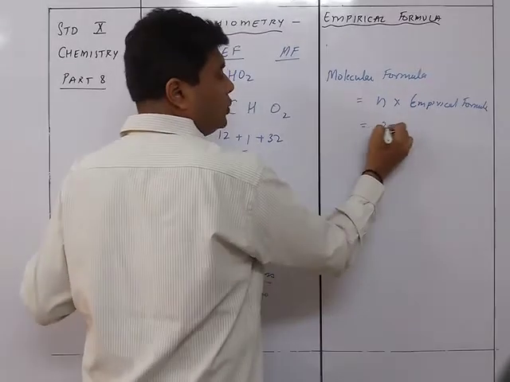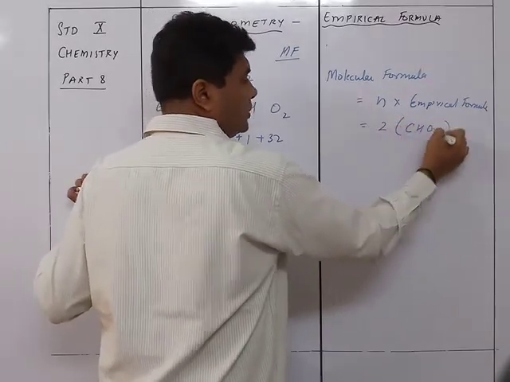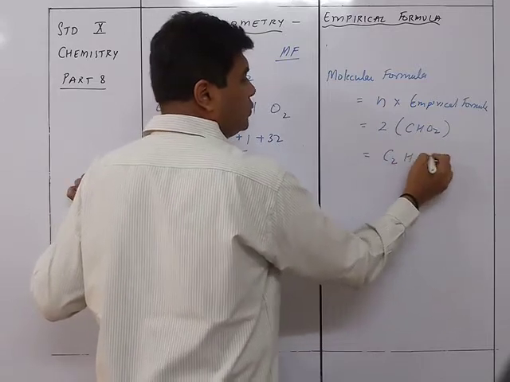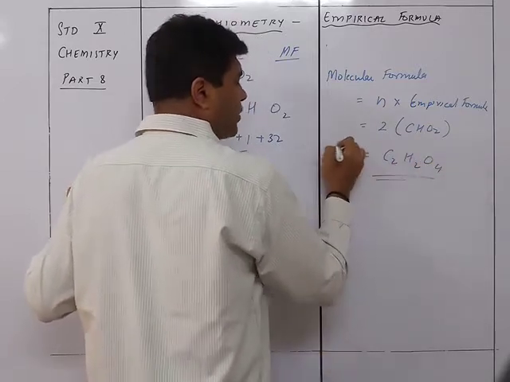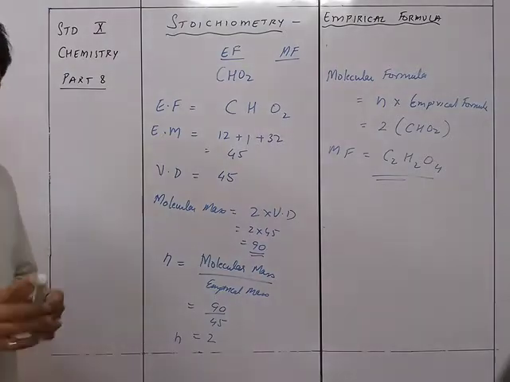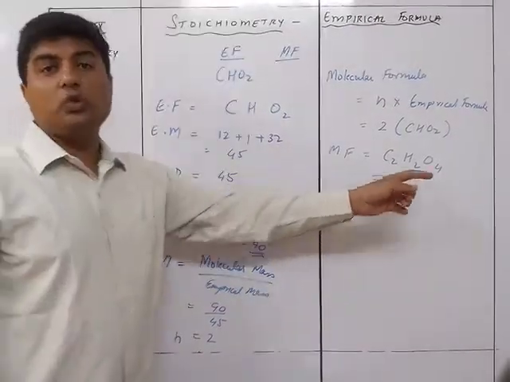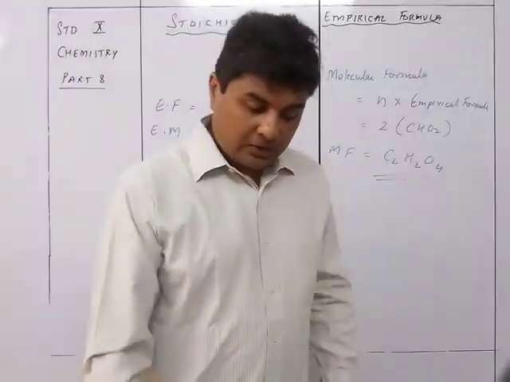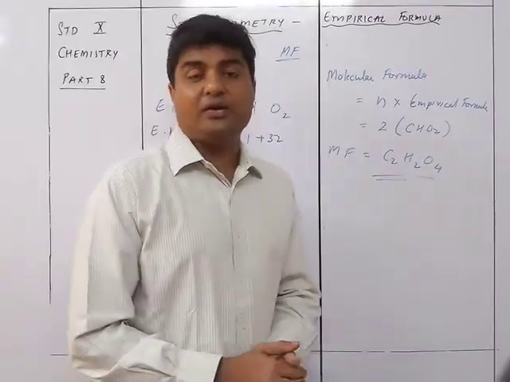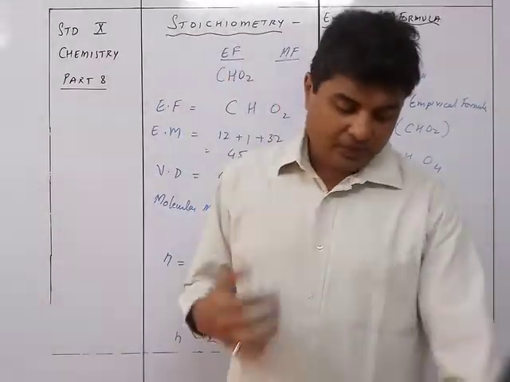So it is 2 into CHO2. So that is C2H2O4. So the molecular formula of the compound which they have given us is C2H2O4. Okay, so that is how we are finding out the molecular formula from the empirical formula.